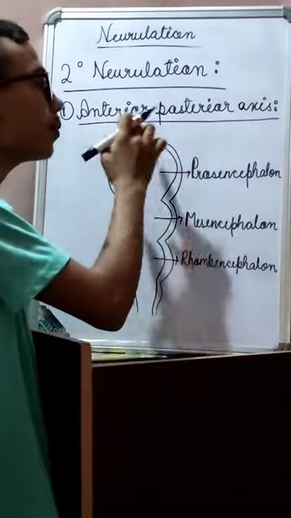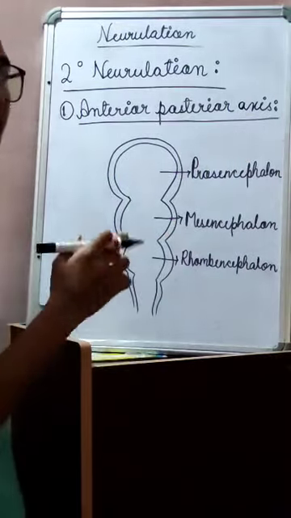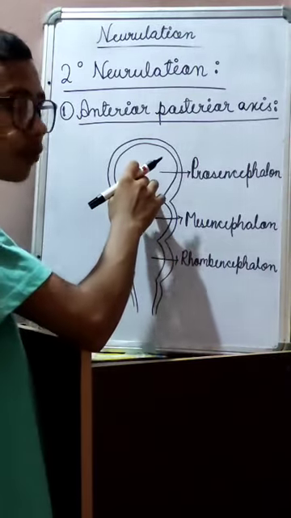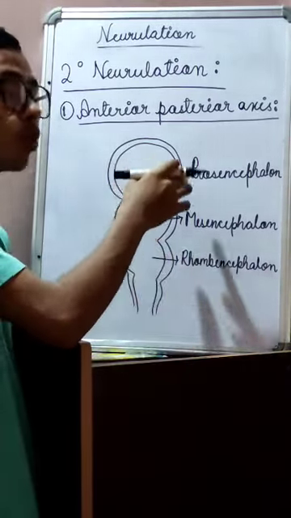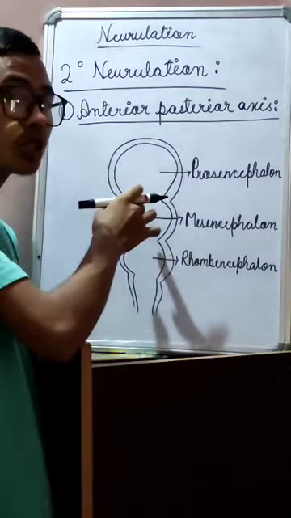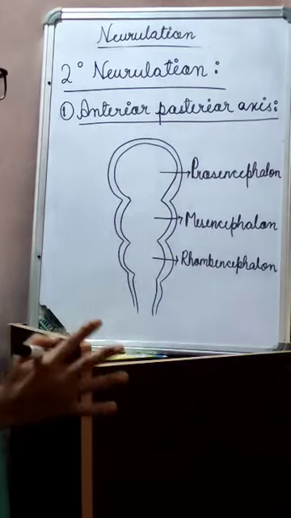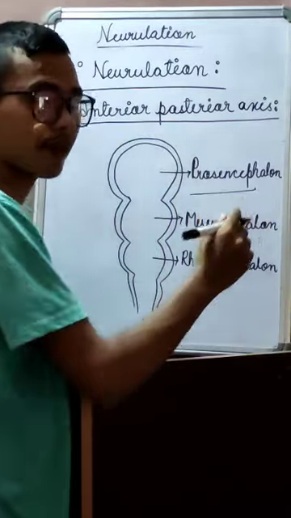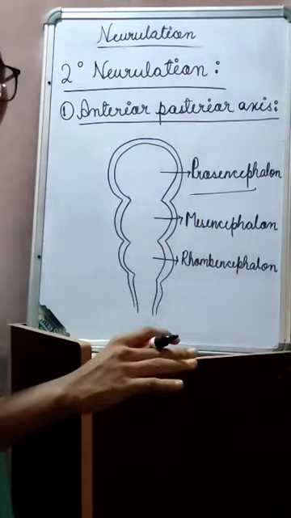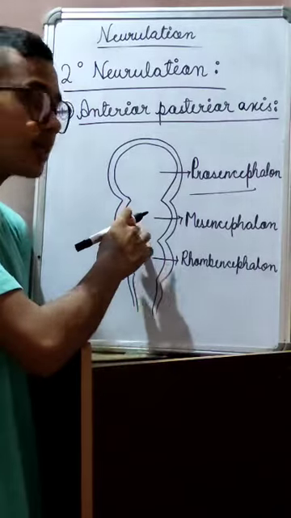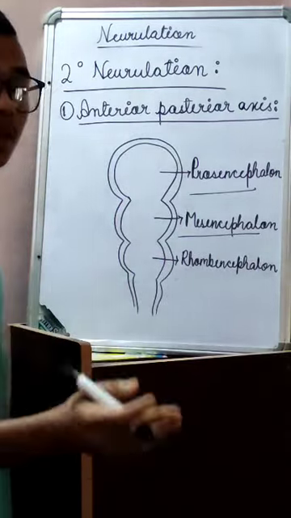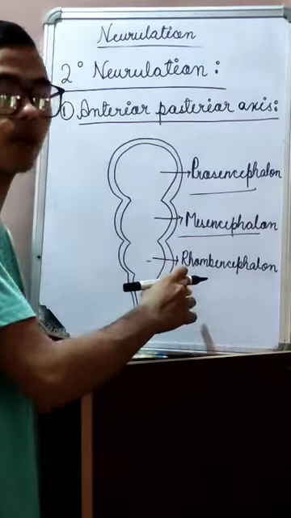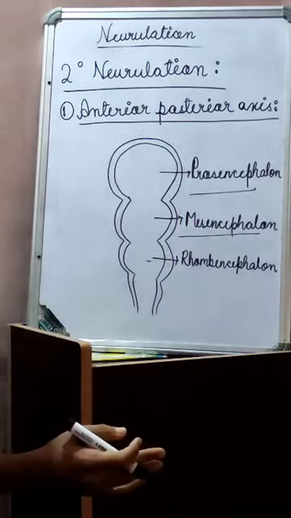Now come to the anterior posterior axis. Due to the force of the neural fluid of the neural tube on the neural wall, in the anterior portion 3 chambers or vesicles are formed. Number 1 is prosencephalon, and it becomes the forebrain. The second one is mesencephalon, and it becomes the midbrain. And number 3 is rhombencephalon, and this becomes the hindbrain.